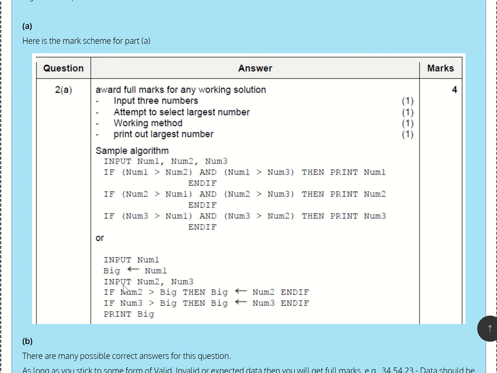So num1, if this didn't happen and this didn't happen, then num1 would be biggest. Else, if this happened, then num2, or if this happened, then num3.